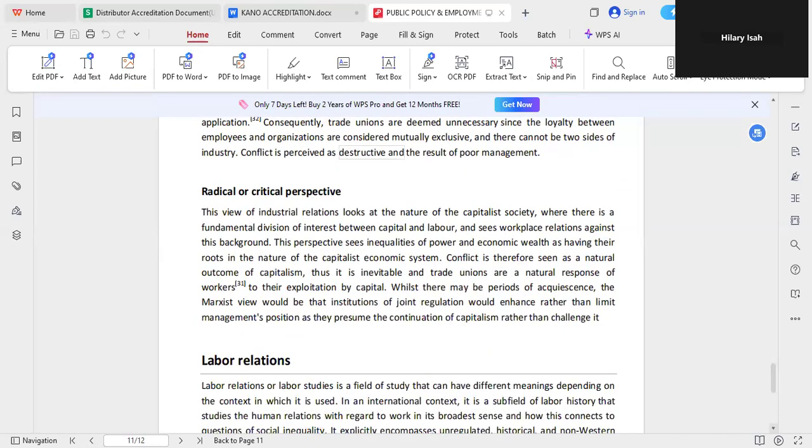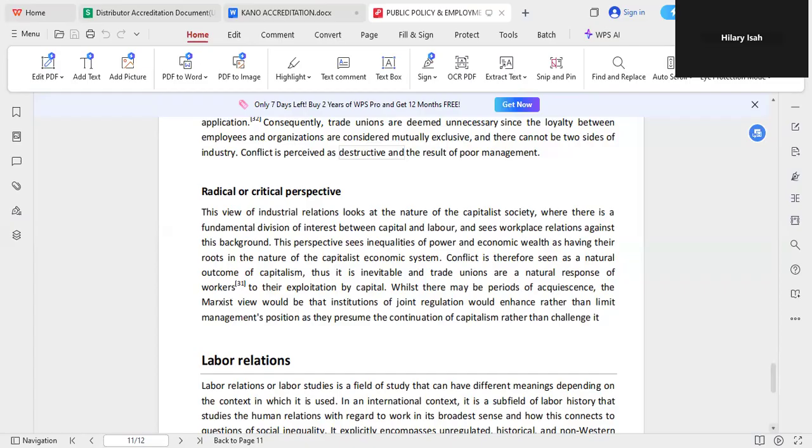Then we have the radical or critical perspective. And this view of industrial relations looks at the nature of the capitalist society, where there is a fundamental division of interest between capital and labor, and sees workplace relations against this background. This perspective sees inequalities of power and economic wealth as having their roots in the nature of the capitalist system. Conflict is therefore seen as a natural outcome of capitalism.